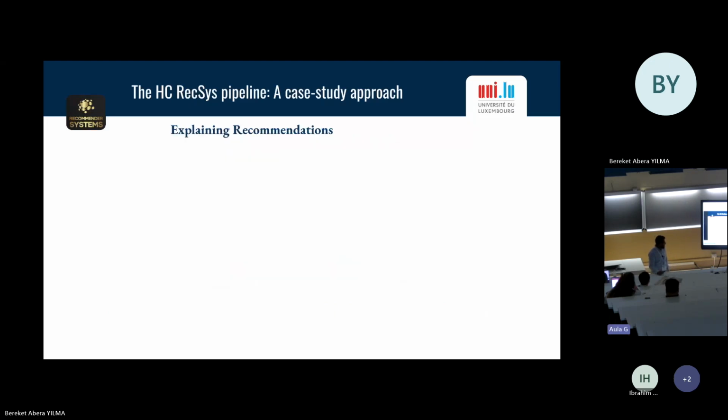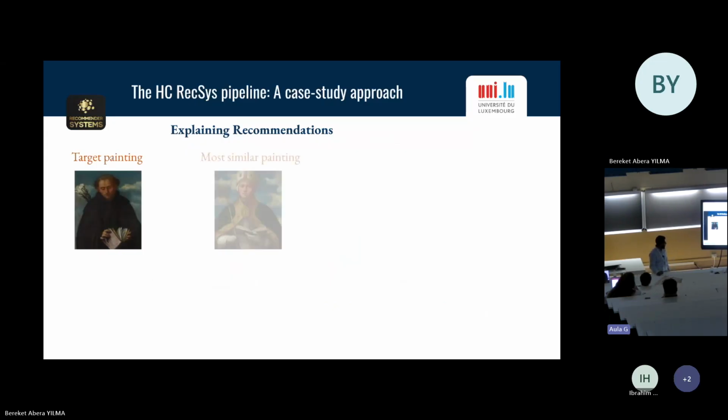And let's see what we learn. So for example, we have a target painting. So let's say a user likes this painting. And according to LDA, the most similar painting is this one. Do you agree? Or do you think this is a good recommendation? If you like the first one, and I give you a recommendation, what do you notice? Yeah, it's a portrait, something that looks like a Bible.